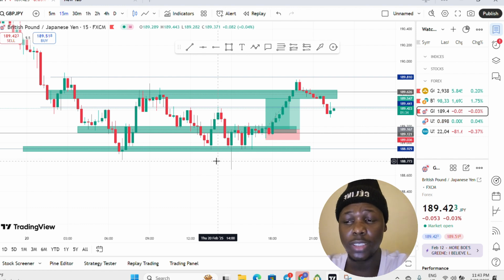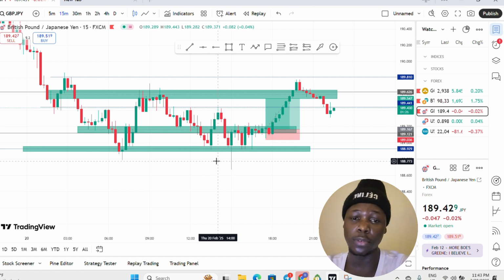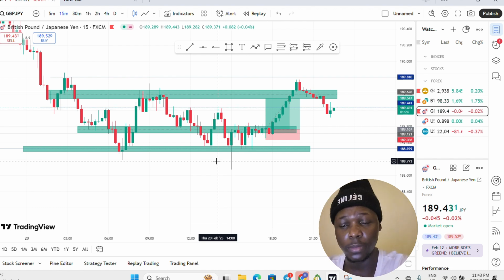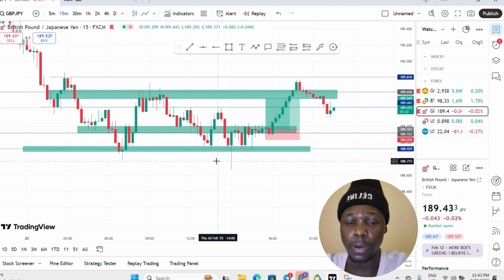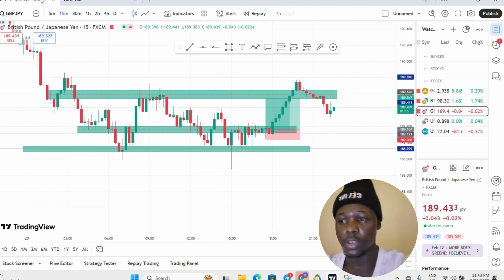I will advise that you go to the daily time frame. If you go to the daily time frame, don't start drawing out what happened a year ago and the rest of it. Just look at the current market, what is happening in the current market. Where is the highest high and the lowest low? Then you can mark both of them out, just like this.